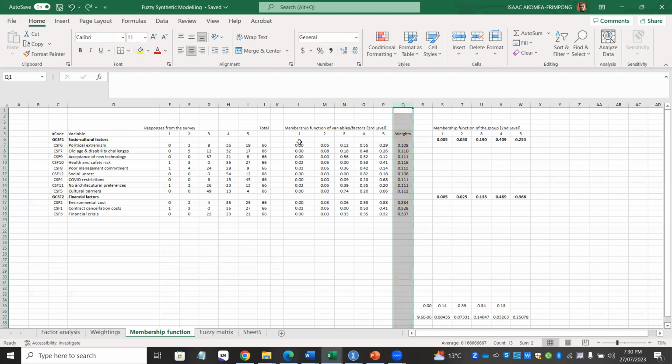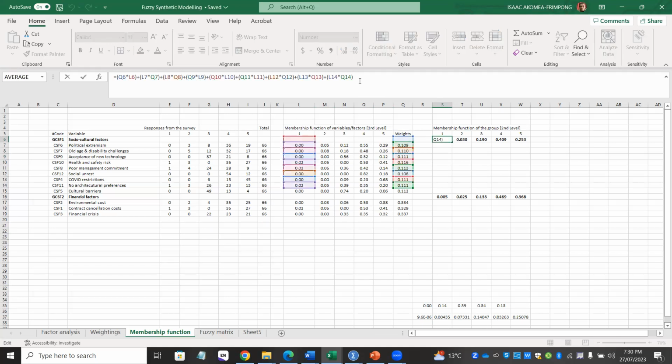Okay, so you pick this times this times this, then plus the next thing in the group, which is old age and disability challenges. This times the weight, this times the weight, this times until you get all of them, and then you sum them together. So this is what I have done. So to make it simple, let me try to do it. So this is what I meant.